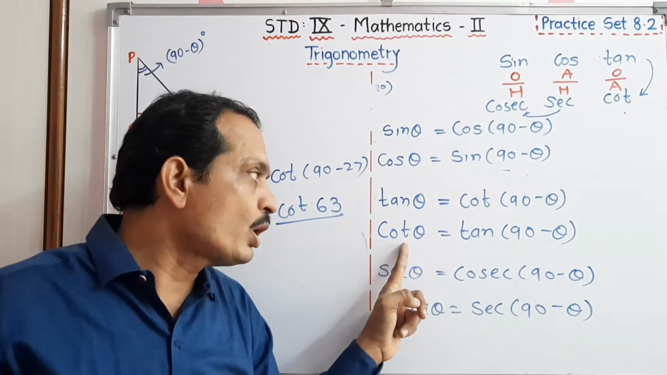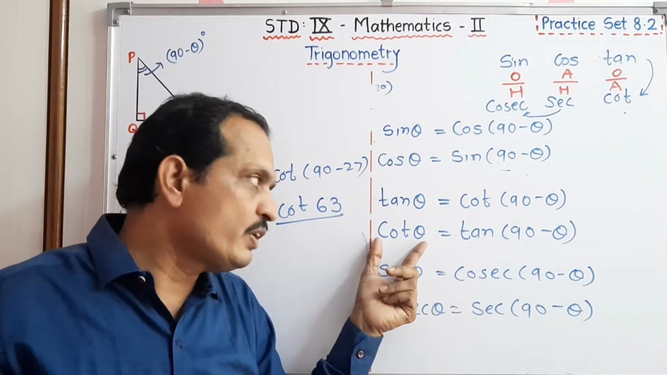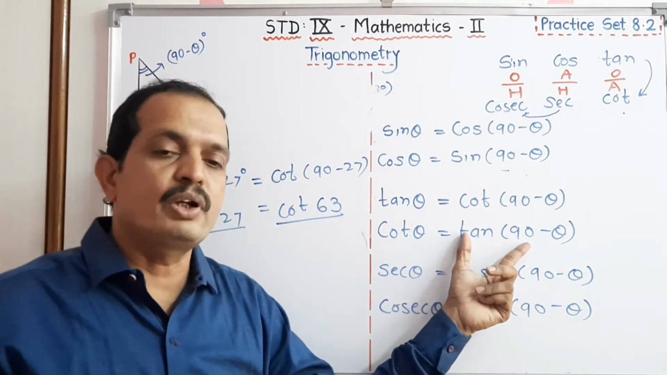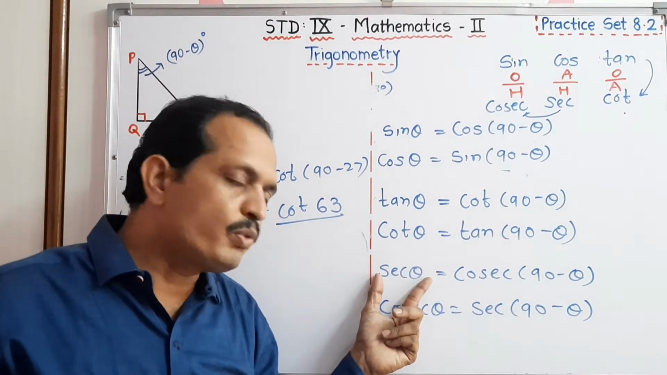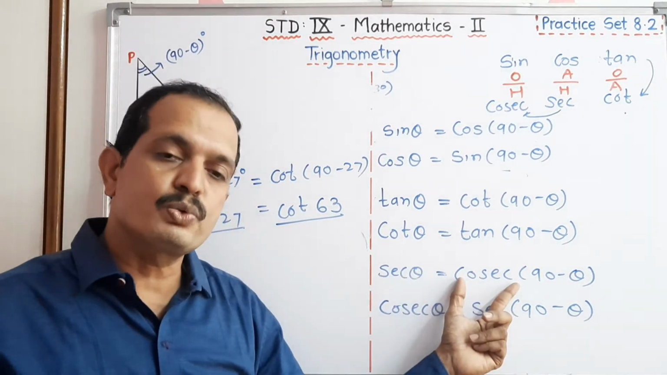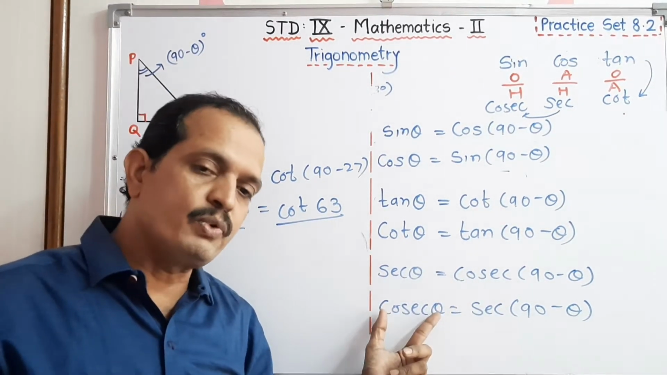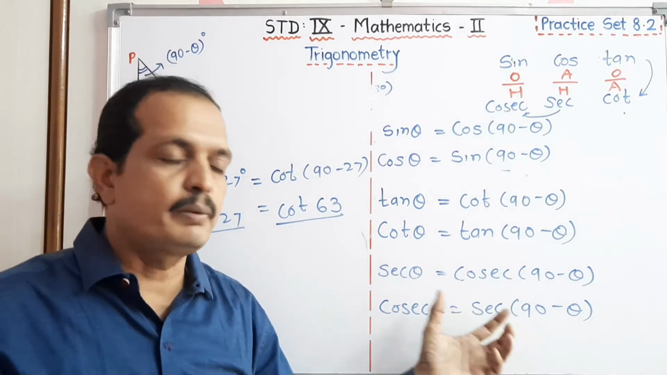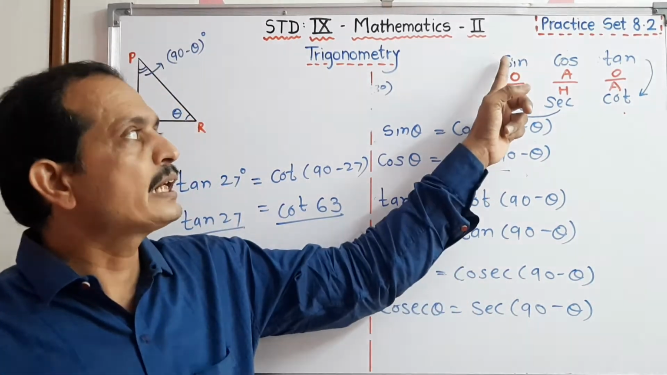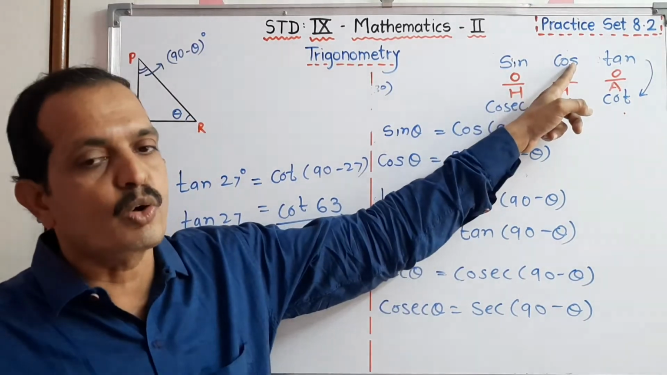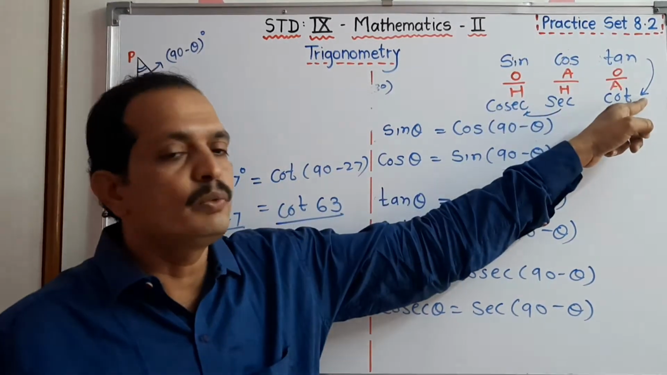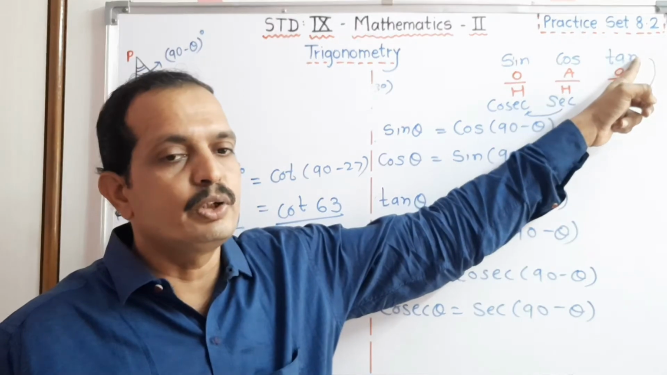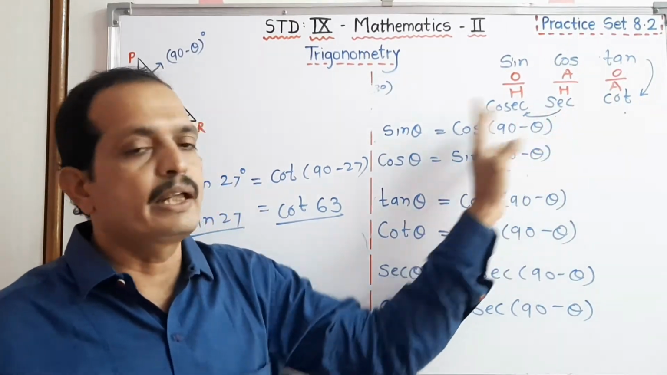Same thing about cot and tan. Cot 45 is equal to tan 45. But remember this, same thing. Sec 45 is equal to cosec 45 and cosec 45 is equal to sec 45. That means we can interchange. That is, sine we can convert into cos, cos we can convert into sine, tan we can convert into cot and cot we can convert into tan. And same thing about sec and cosec.